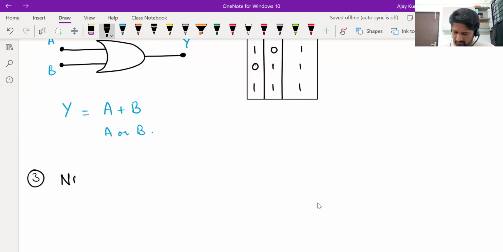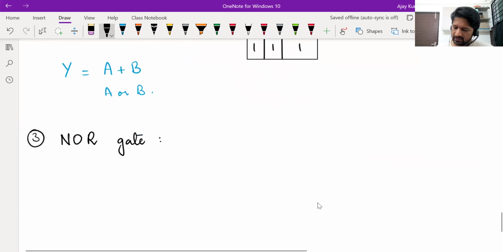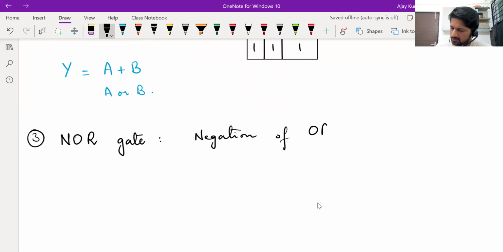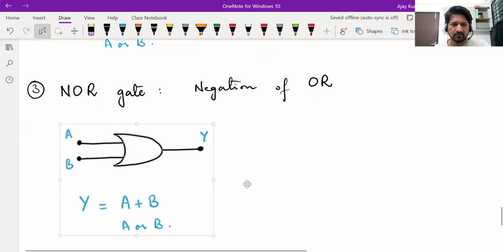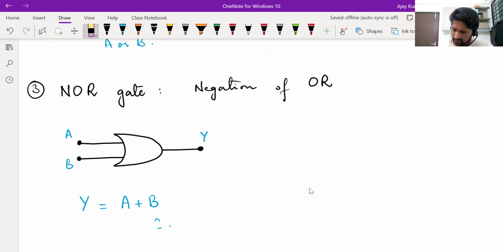Next is a NOR gate. N stands for negation. So NOR gate is basically negation of OR. So it produces the opposite signal of an OR gate. There's only a small difference between the symbol of OR and NOR gates. Just a circle in front of the curved D. That's all.